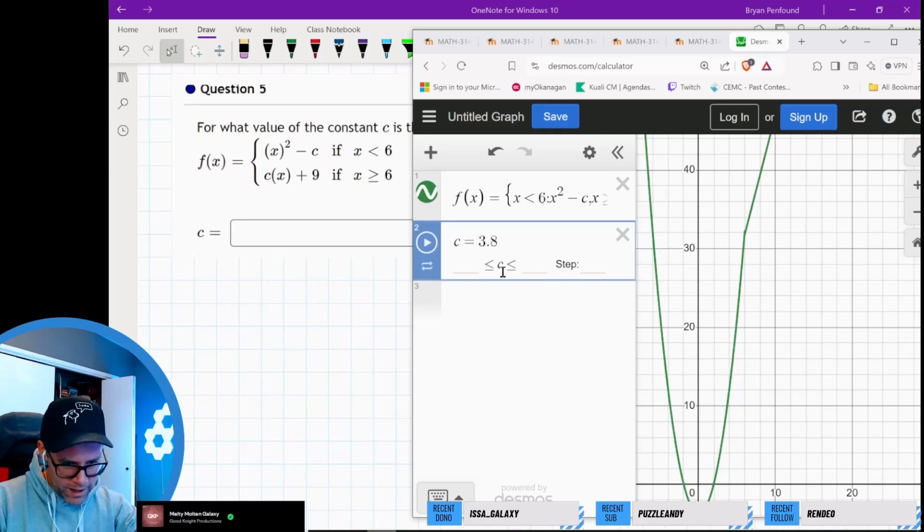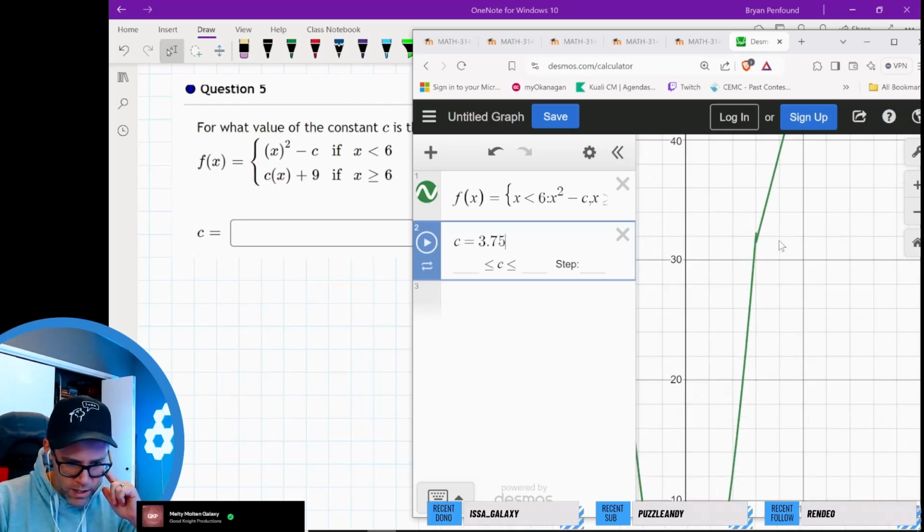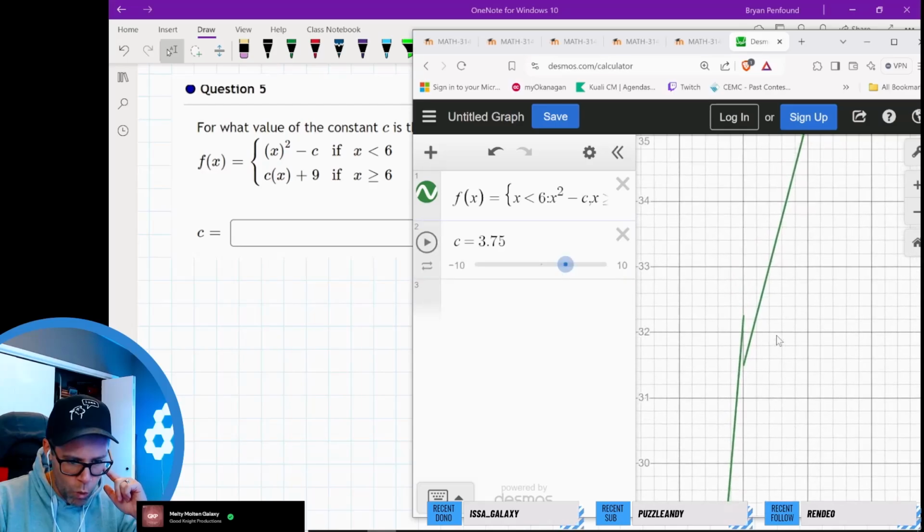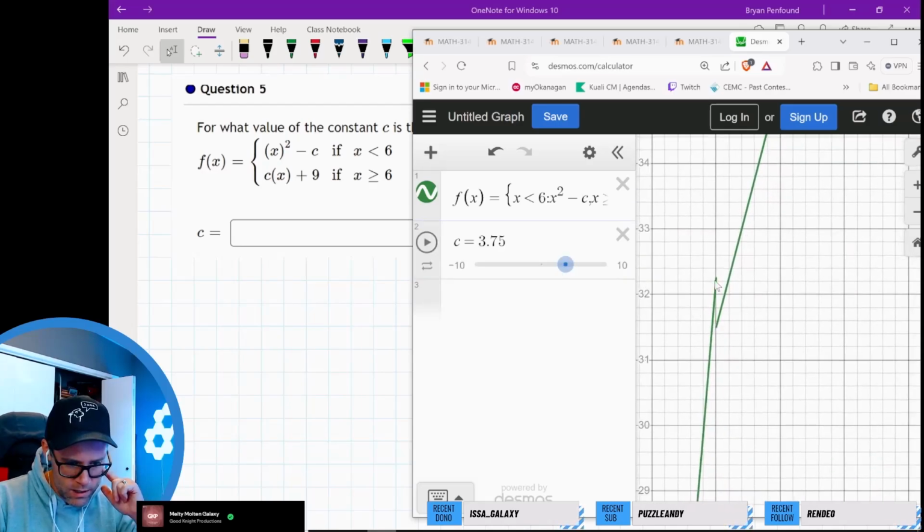Nope, 3.8. I don't know, it's gotta be somewhere in there. It's around 3.8, pretty close. 3.75 is close, but it's not quite close enough. So I need these two things to line up. What am I getting up here? It's some weird number. What's this?